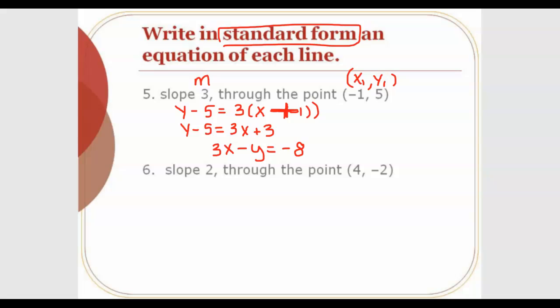Example 6, y minus negative 2 equals 2(x minus 4). So you get y plus 2 equals 2x minus 8. And then that becomes adding 8 to the other side, so you get 10. And then we have 2x minus y.